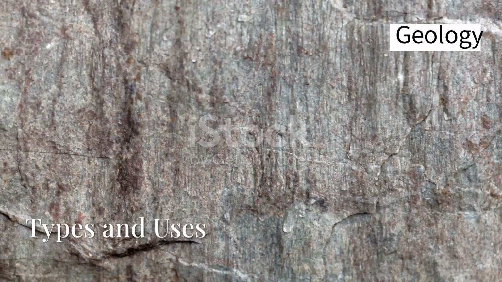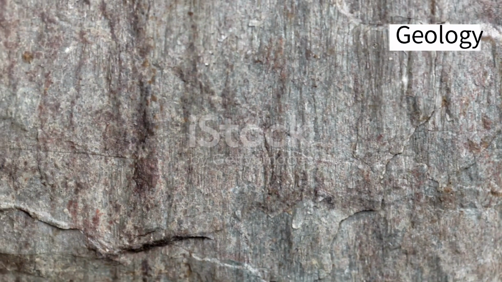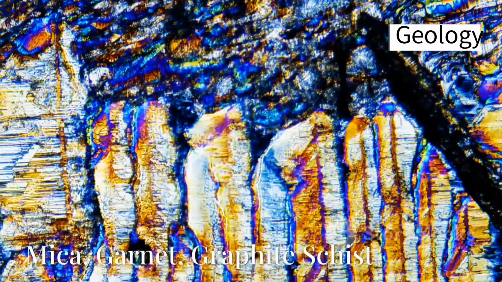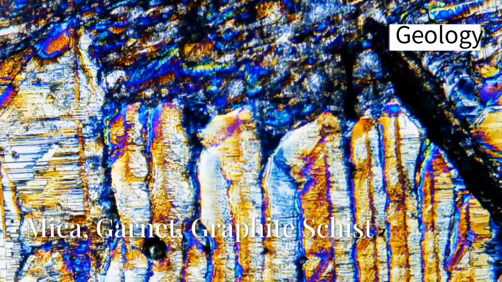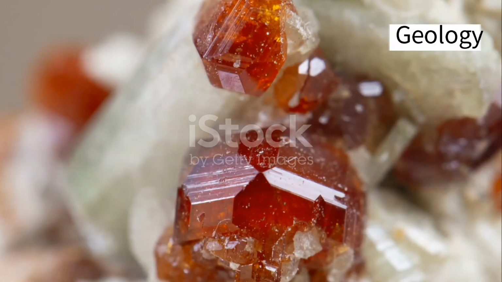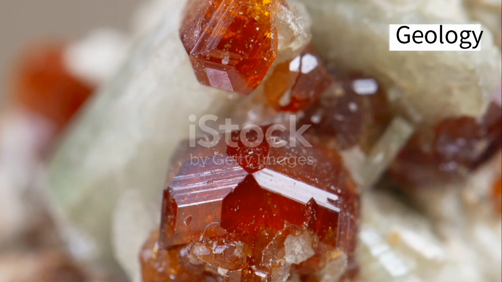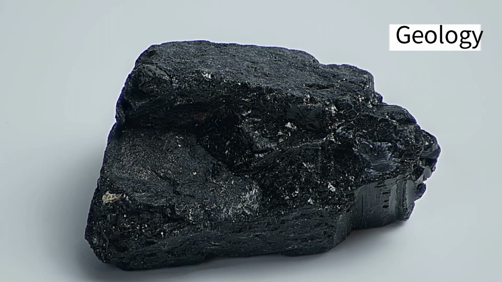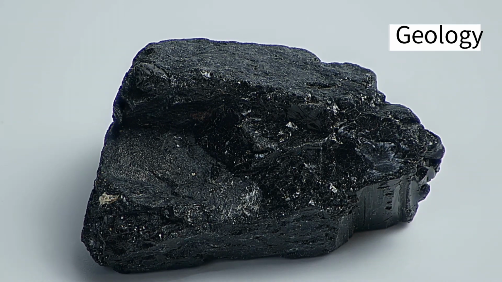Not all schists are the same. There are different types based on the dominant mineral present. Mica schist contains mica, making it silky and reflective. Garnet schist has red garnet crystals, sometimes used in jewelry. Graphite schist, rich in graphite, can even leave marks like a pencil.